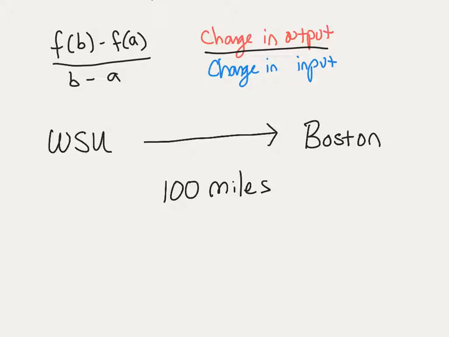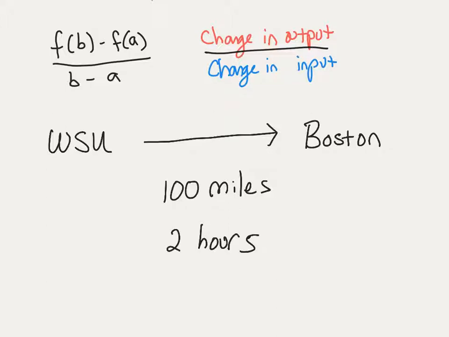If you make this drive, it typically takes you about 2 hours. There's traffic and the Pike is really bad. So we have 100 miles to travel, and typically it takes us 2 hours. Now, think about a function that could tell me a distance. As I'm traveling along, this function could give me the distance that I've traveled starting at WSU at given points in time. The output of this function would be in miles.